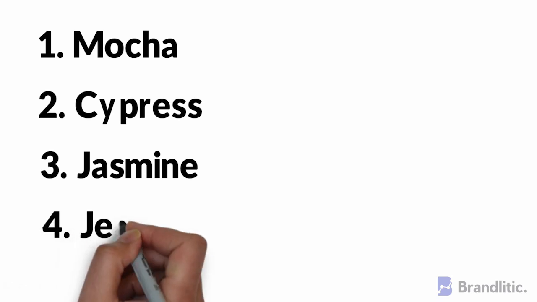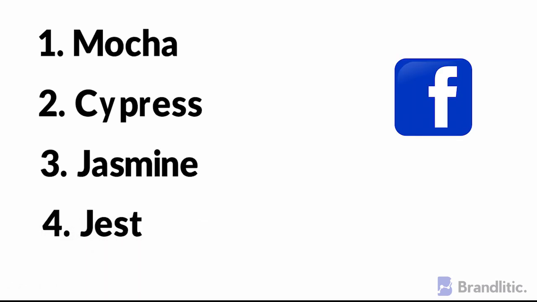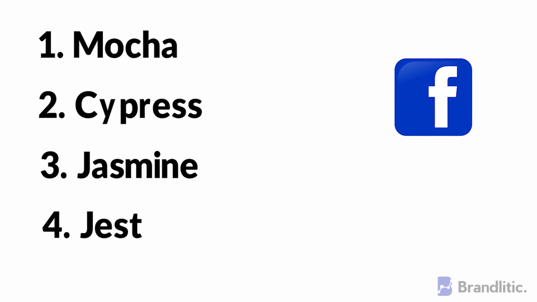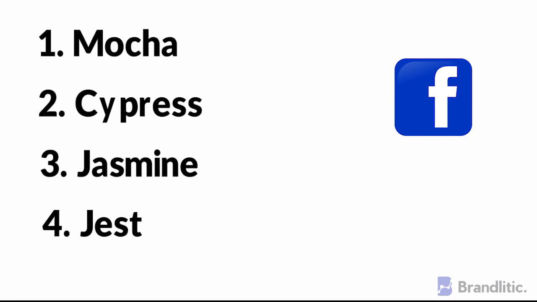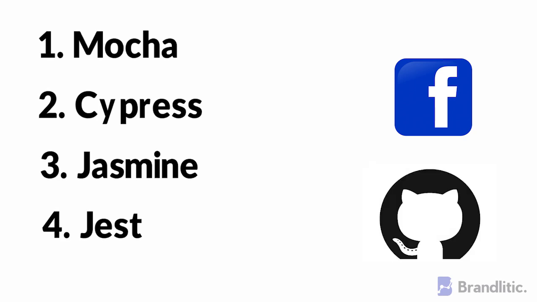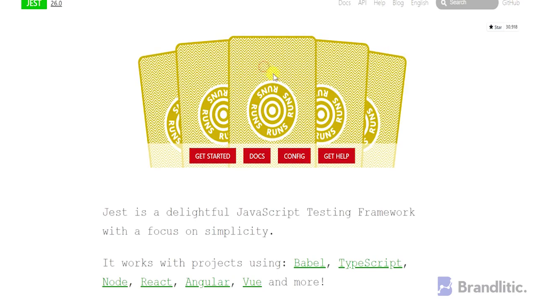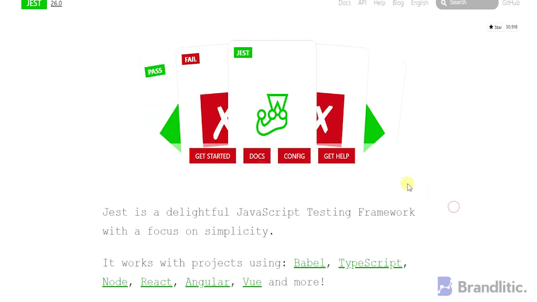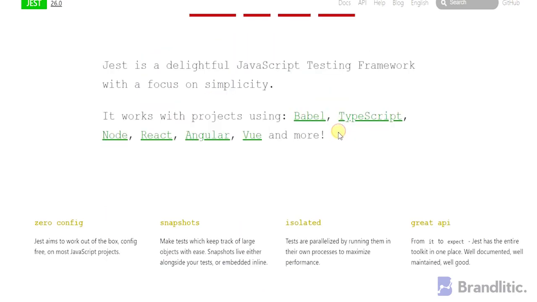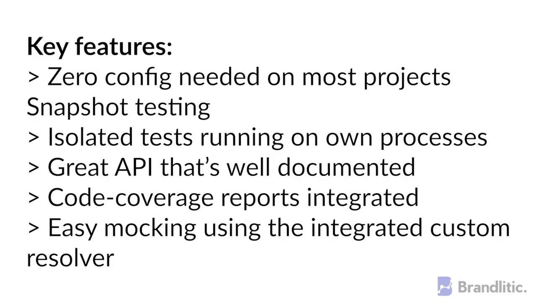Number 4. Jest. Jest is developed by Facebook and is widely used for testing JavaScript code. The library has almost 30,000 stars on GitHub and the repo is actively maintained. Jest is a comprehensive testing solution that usually works out best for most projects that are built on JavaScript, and it offers the following features.